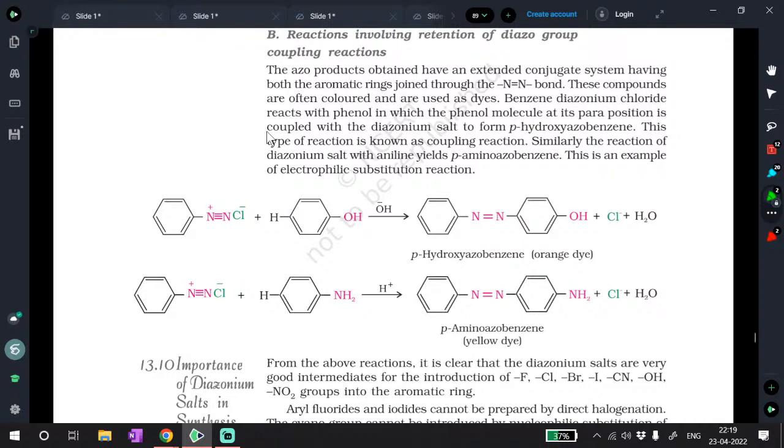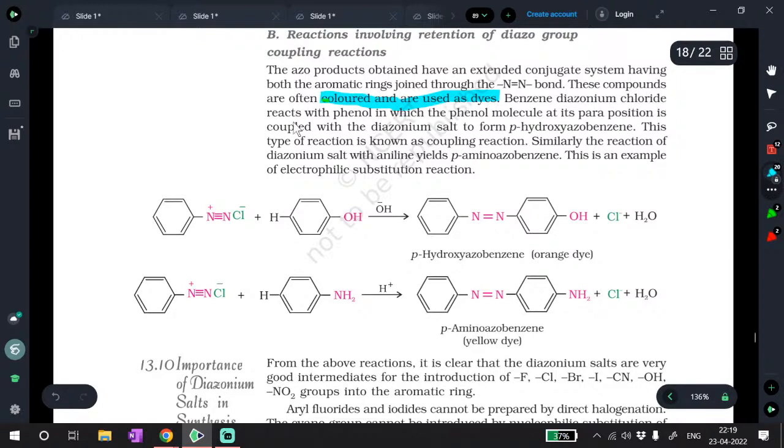Okay. So you can realize how unstable it must be. Nitrogen is a stable bond, but here it is reacting with the unstable bond. The azo products obtained have an extended conjugate system, having both the aryl groups joined by the N=N bond. These compounds are often colored and used as dyes. So this is easy to remember: azo dyes, azo dyes.